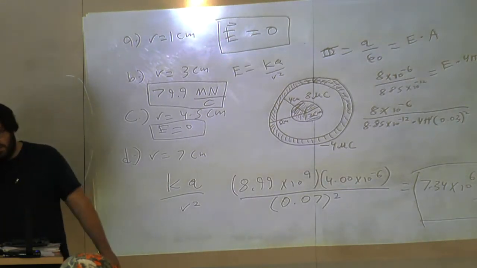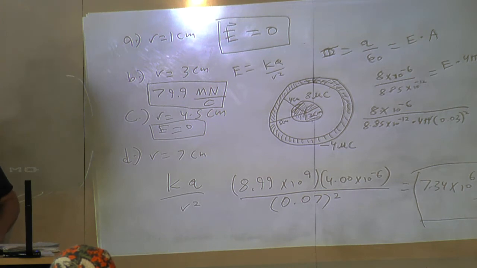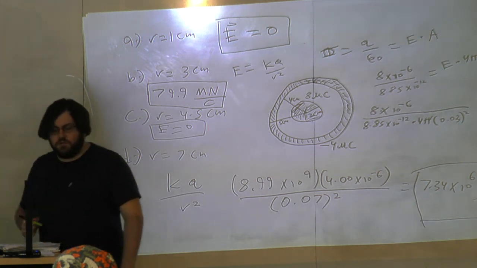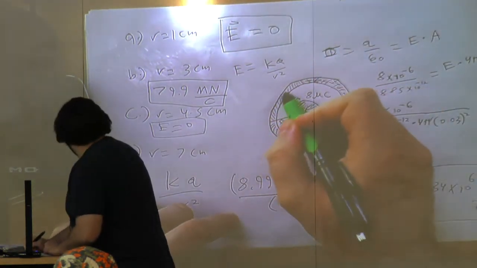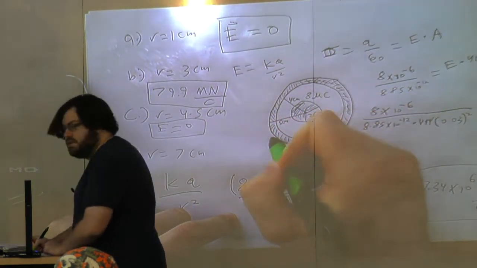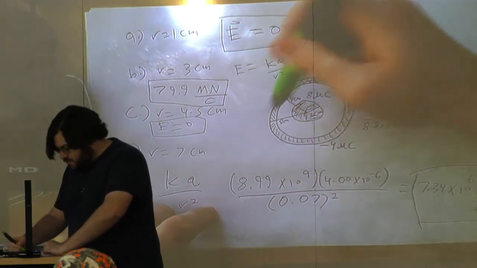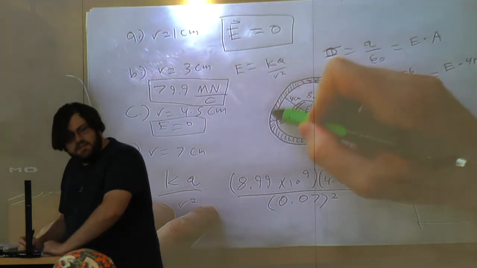All right. Are there any questions on that problem right there? Yes. Why was the electric field 0 at 4.5? The electric field is 0 at 4.5 because this outer shell that is solid and has thickness goes from radius 4 to radius 5. 4.5 is inside the shell. Okay?